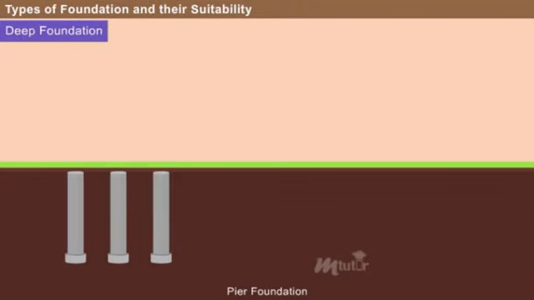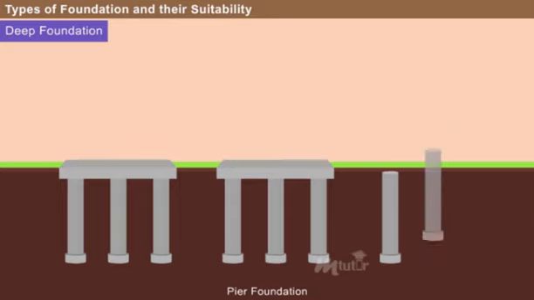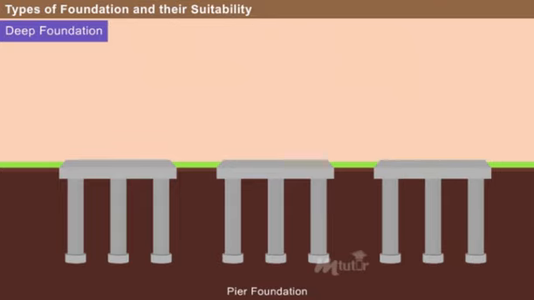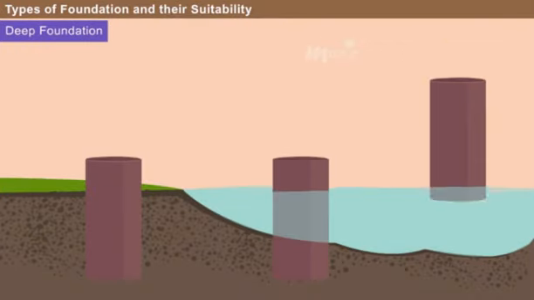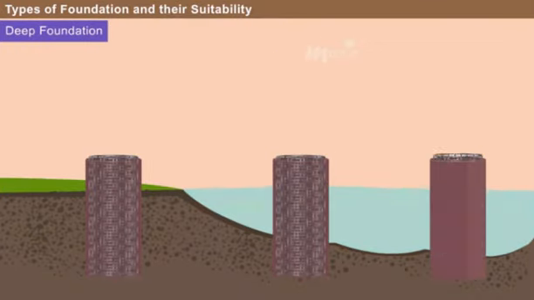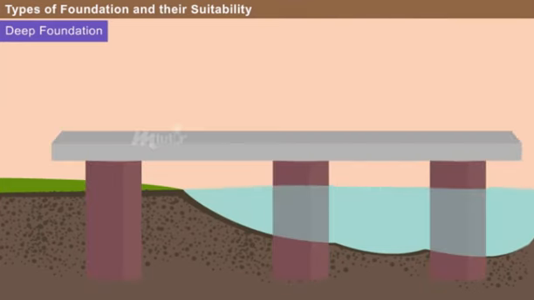A pier foundation consists of a cylindrical column with a large diameter to support and transfer the loads from the building. Caissons are precast cylinders sunk to the required level on the ground. The soil is excavated from within the caisson and filled with reinforced cement concrete.